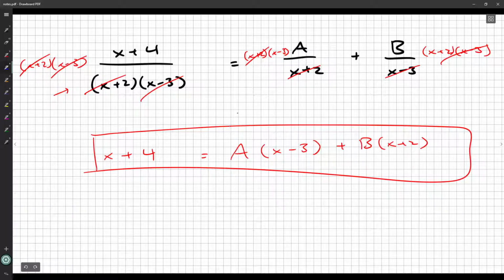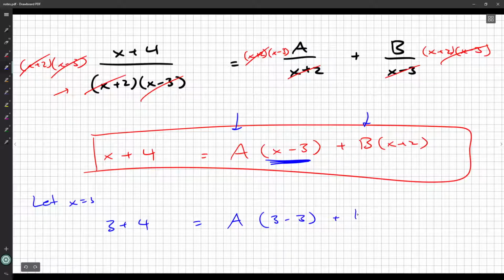If we want to isolate A and B by themselves, what we could do is look at these linear factors. What makes x minus 3 equal to 0? Well, x being equal to 3. So if we let x be 3, we'll get 3 plus 4, which is 7, equal to A times 3 minus 3 plus B times 3 plus 2. So 7 is equal to 0 times A, which is just 0, plus 5B. So 7 is equal to 5B. That gives me the value of B. It's 7/5.